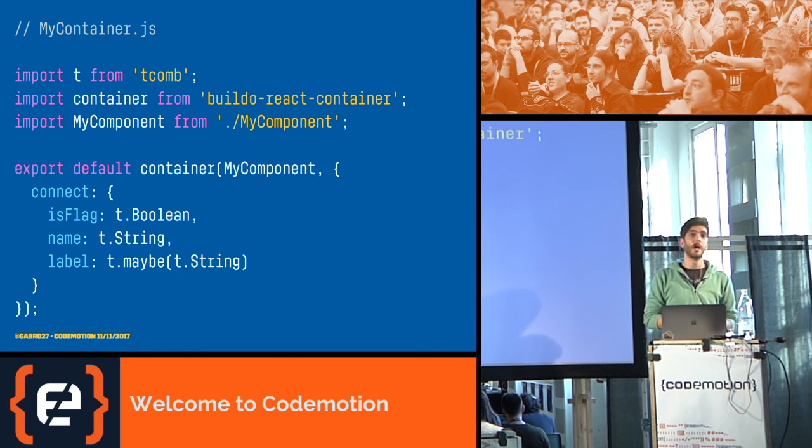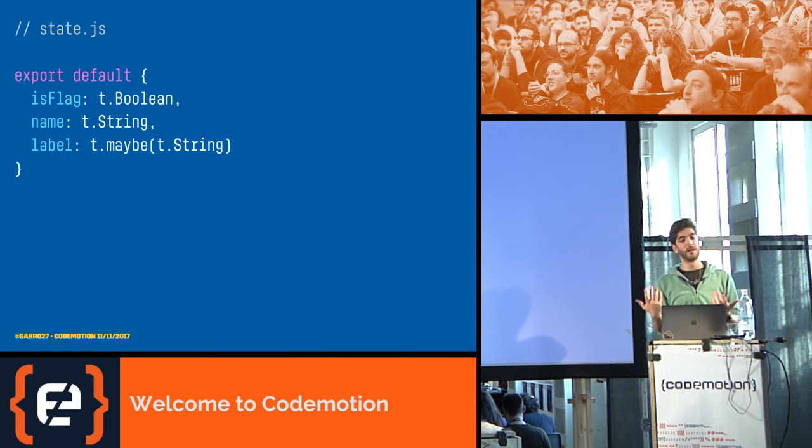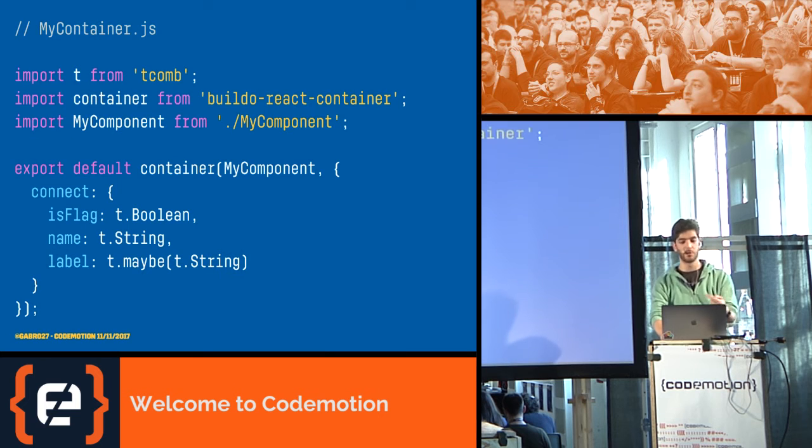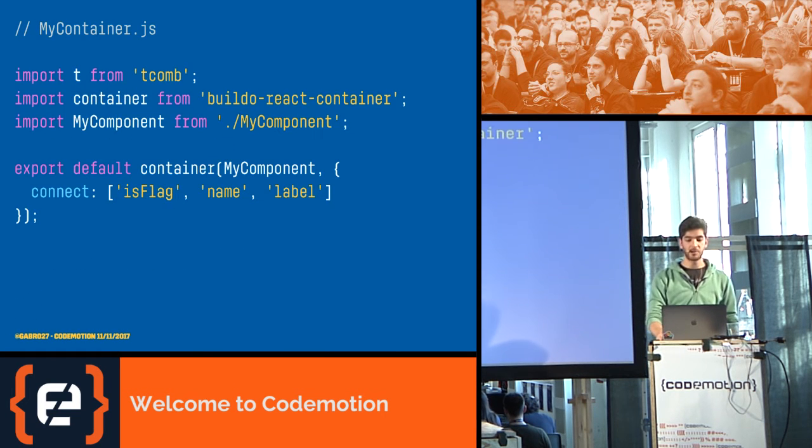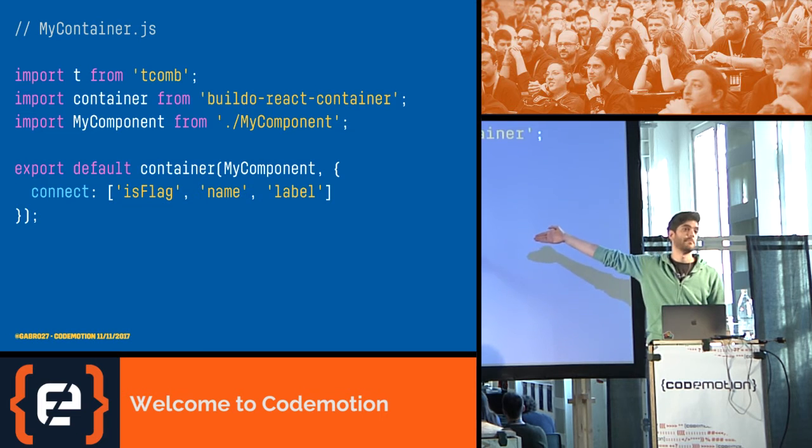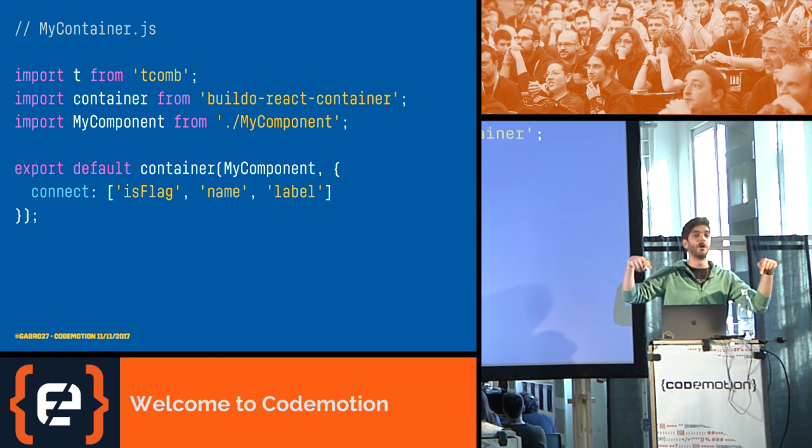What we wanted to do is to take these definitions and make them unique across the application. So whenever we refer to name, name is going to be a string. So we want to have this state.js file or whatever JS file that says name is a string. That's it. And whenever you use that, we change the API. So instead of doing this object in which you say name is a string, you simply say I'm connecting to name. Okay, so you have an array of the keys of the objects from before.